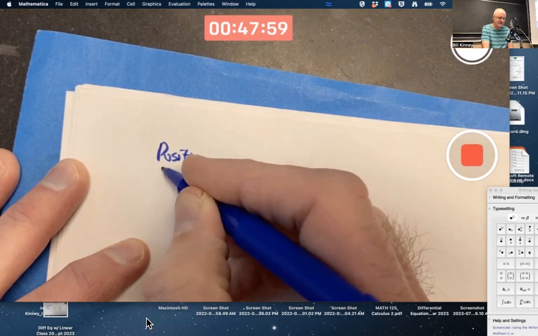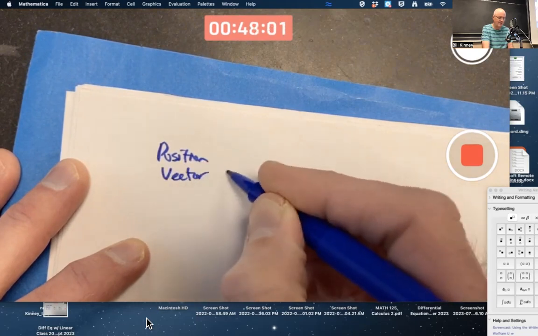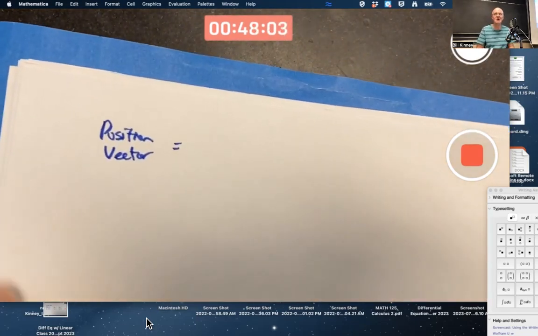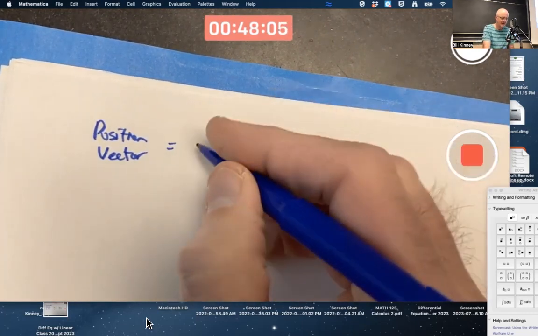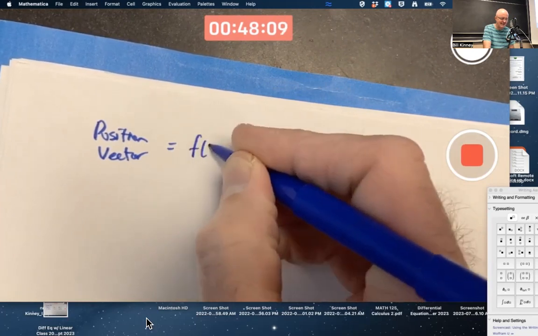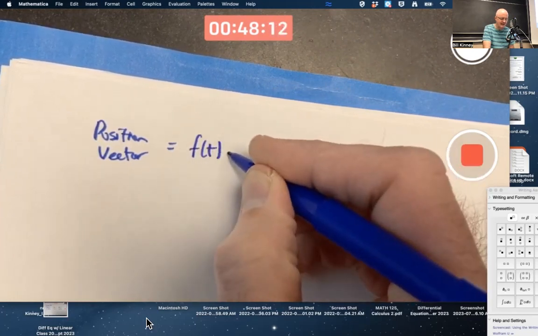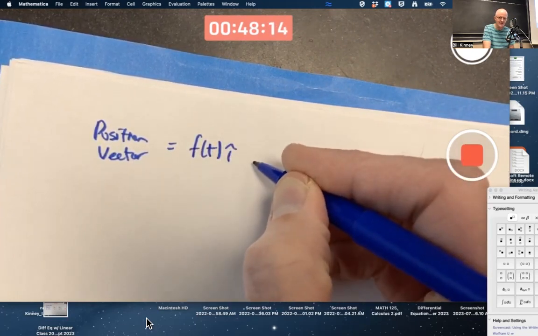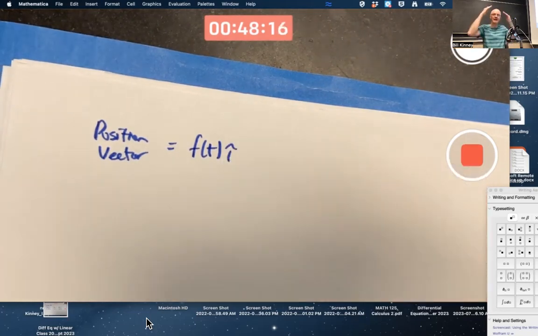In particular, a position vector is what we could start off with. Position vector. In physics, in this kind of situation, you'll typically see this written as f of t i hat. Yes, that's an i with a little hat above it. That pointy thing is a hat. The i is wearing a hat.